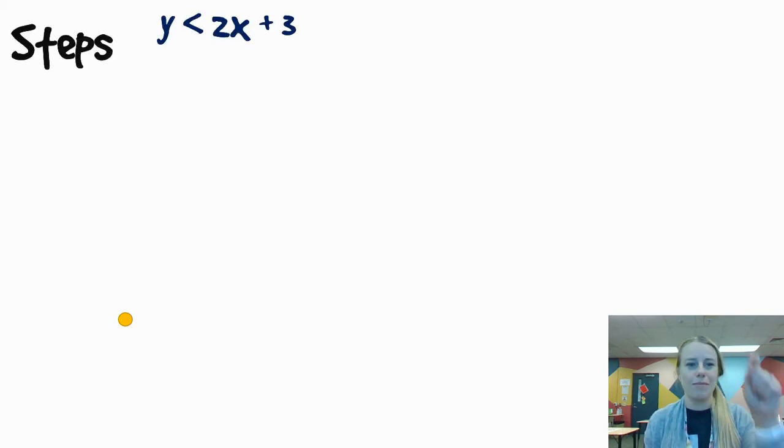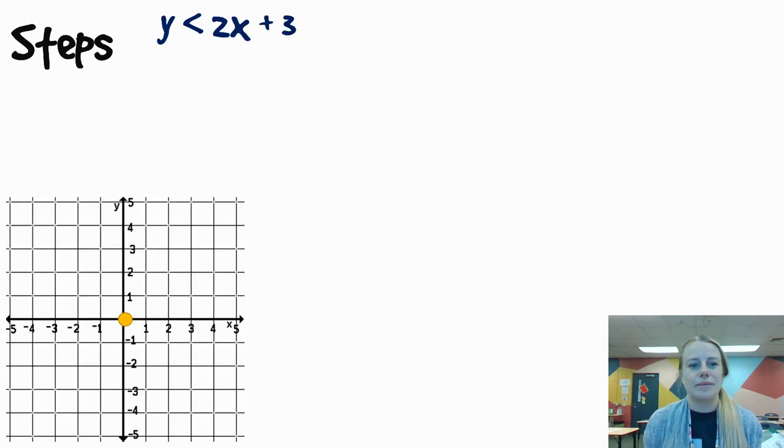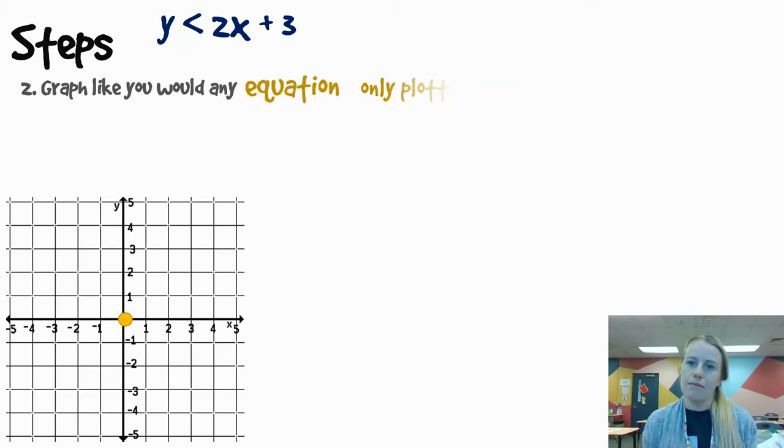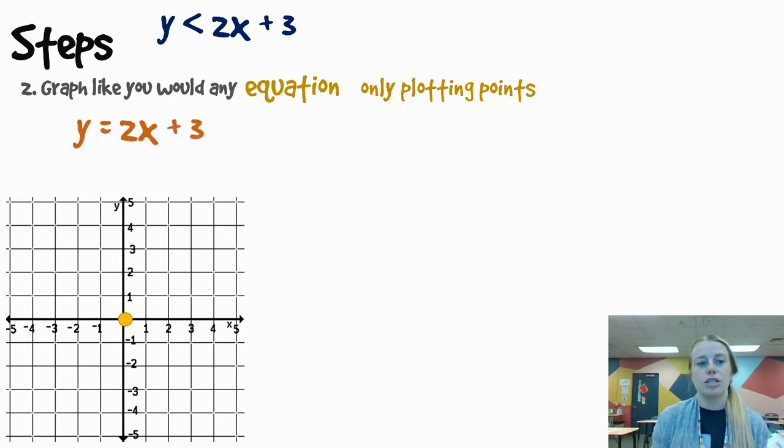All right, let's continue on with our example. There's our graph. Step 2 is graph like you would any equation, but we're only going to be plotting points. So now that we changed it to y equals, we know how to graph these. But all we're going to do is put points on our coordinate plane right now. We're not going to draw our lines yet.